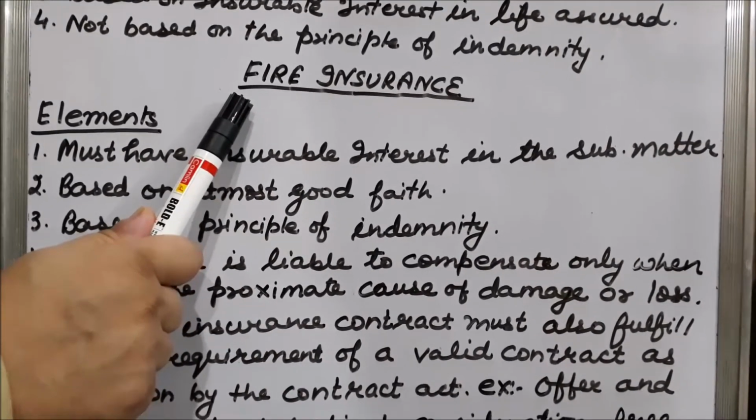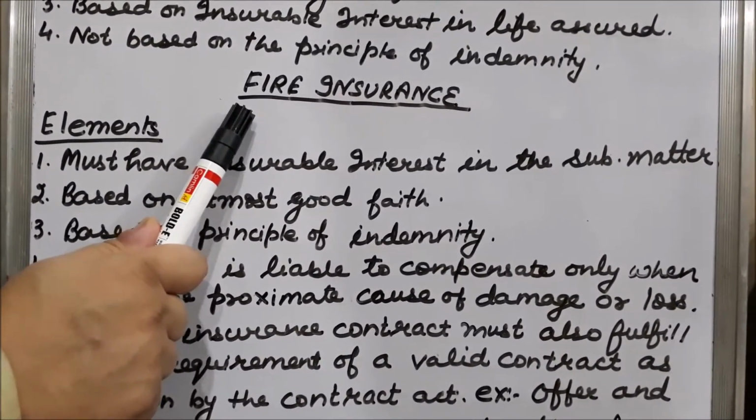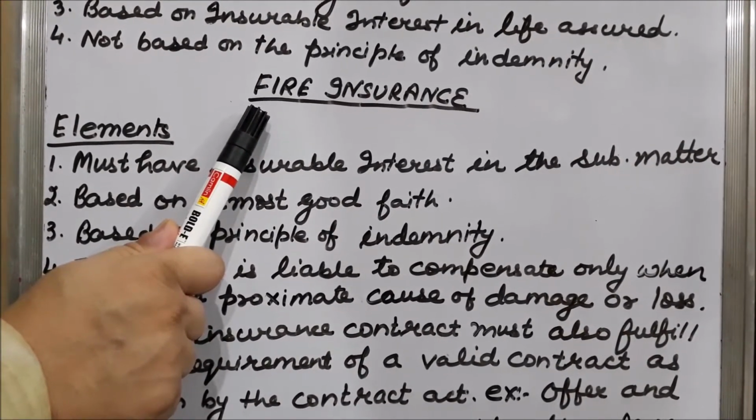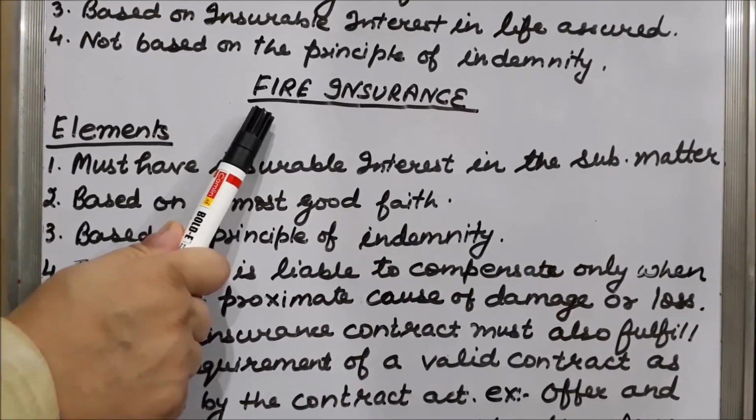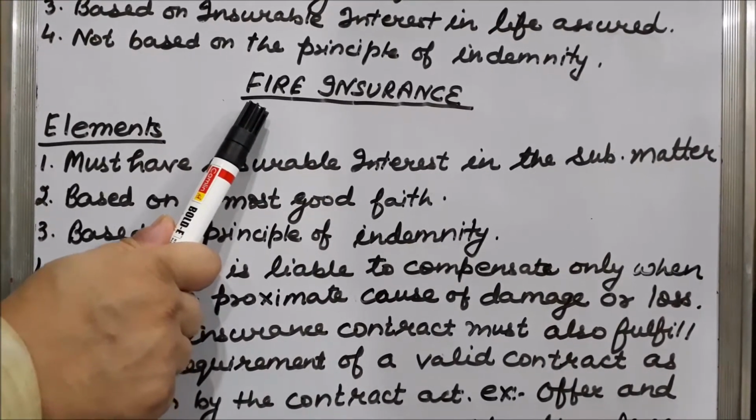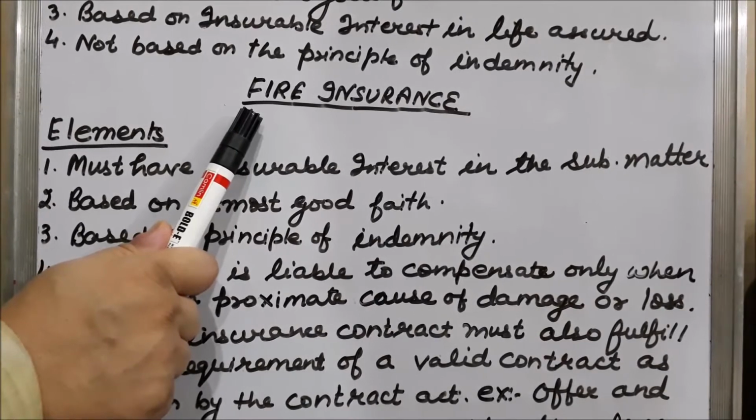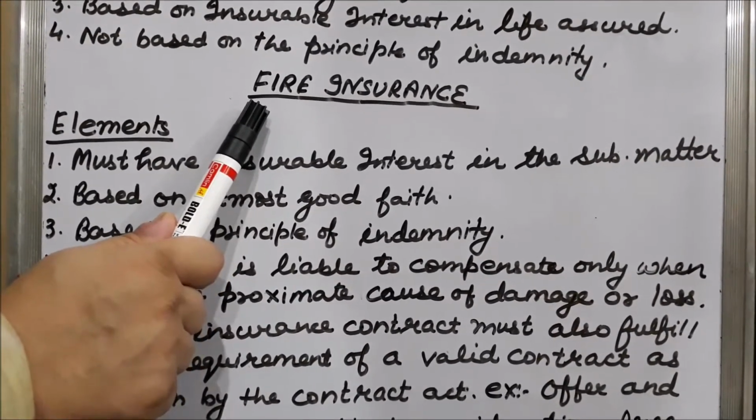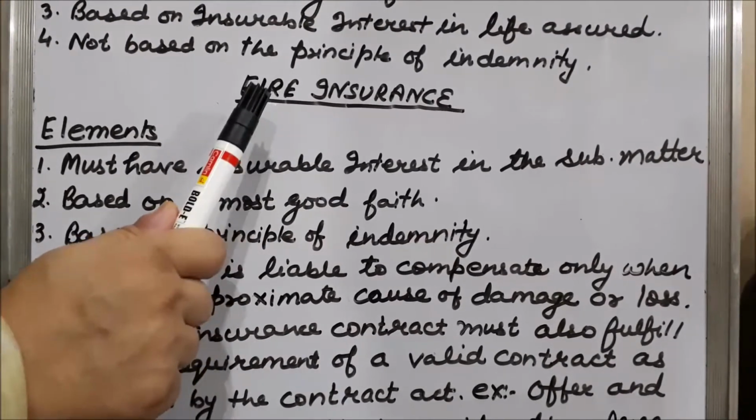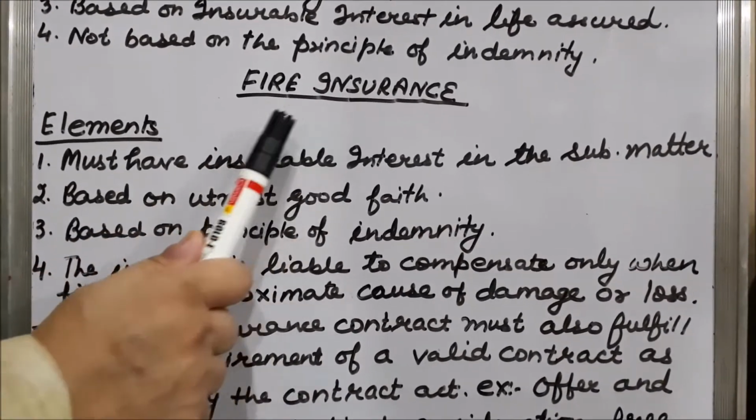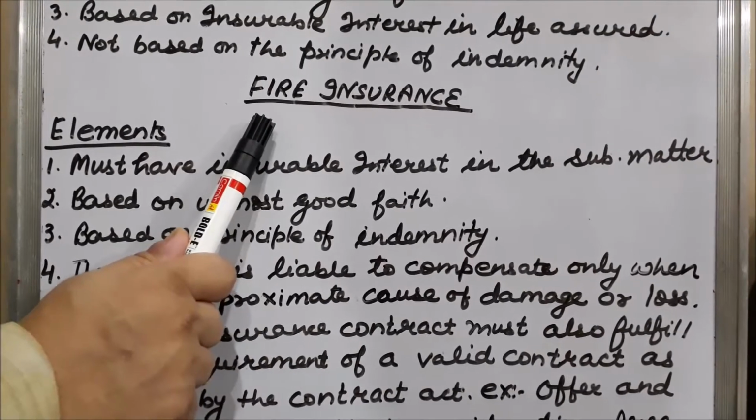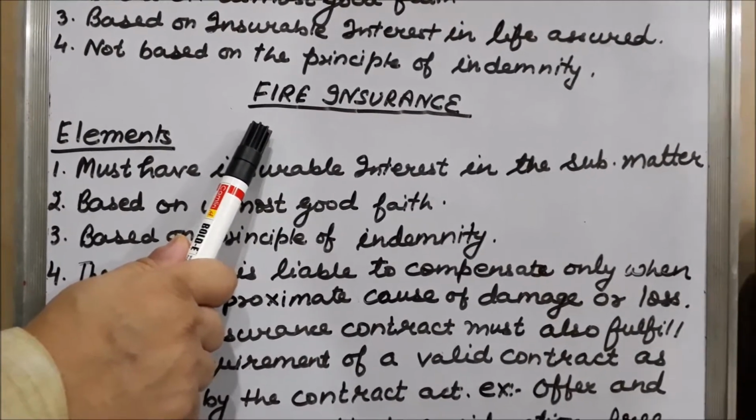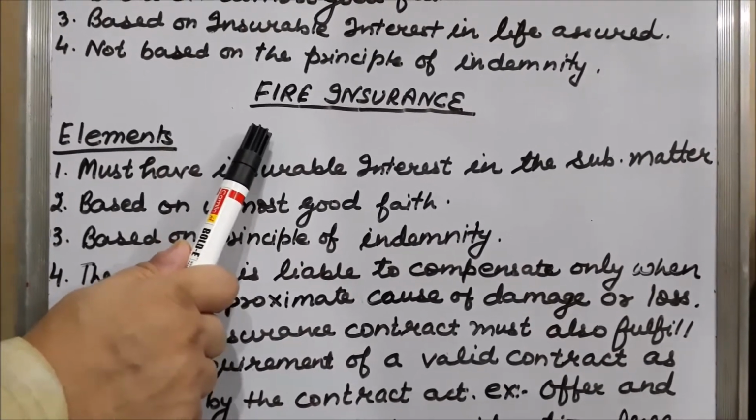So here, students, happening of event means occurrence of fire. Here the insurance company will pay a fixed amount of money on the occurrence of fire, otherwise not, and in return the insured has to pay premium to the insurance company. Students, a fire insurance contract can be done for a maximum of 1 year. After 1 year, we have to renew the contract. This is the meaning of fire insurance.